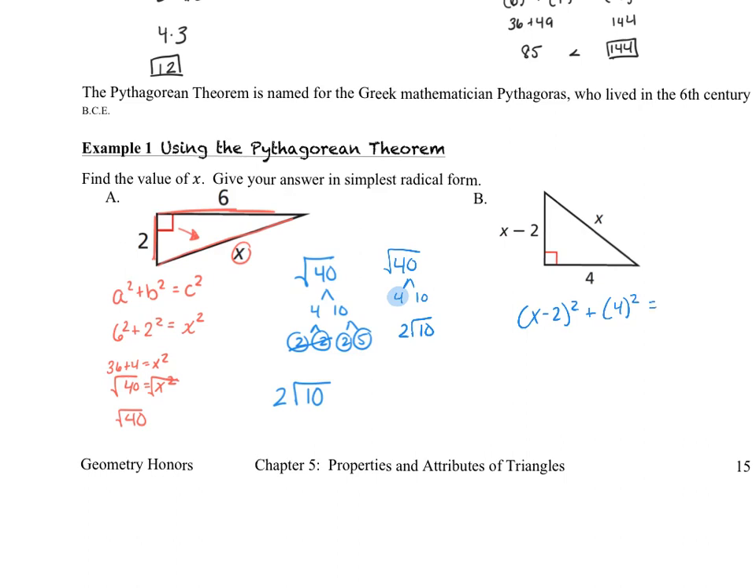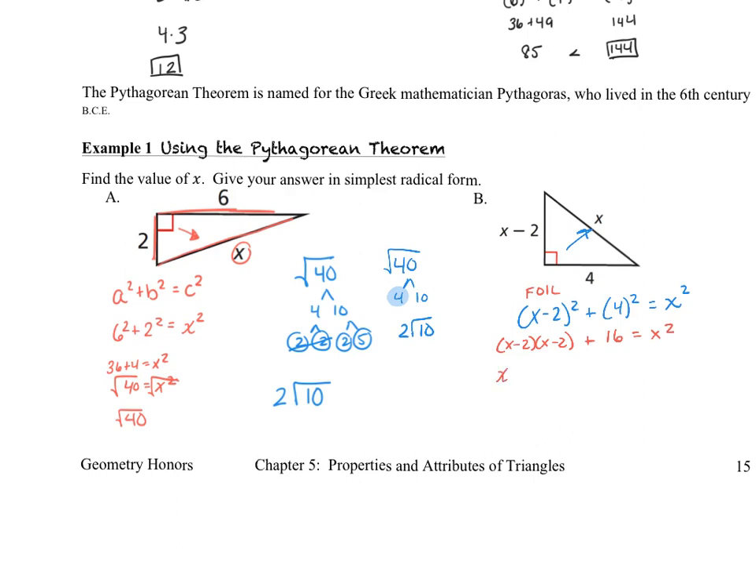Okay, for example B, it would be x minus 2 squared plus 4 squared. So a squared plus b squared equals, my hypotenuse is the x, so equals x squared. Now x minus 2 squared, that's FOIL. This right here is FOIL. It's x minus 2 times x minus 2 plus 4 squared, which is 16, equals x squared.